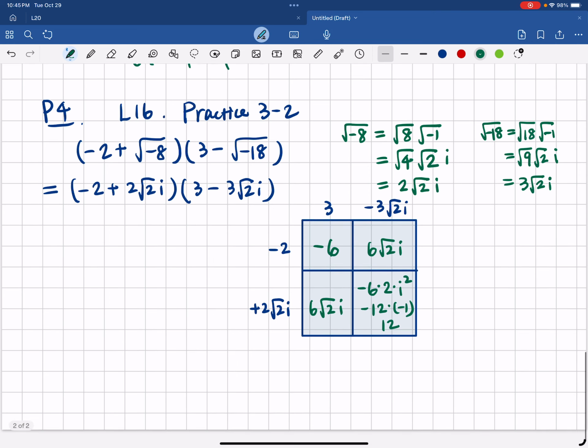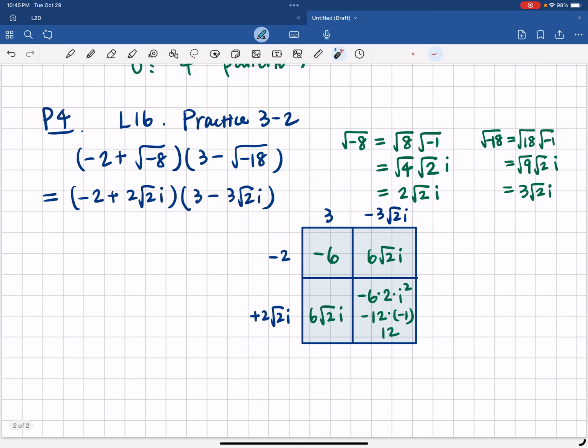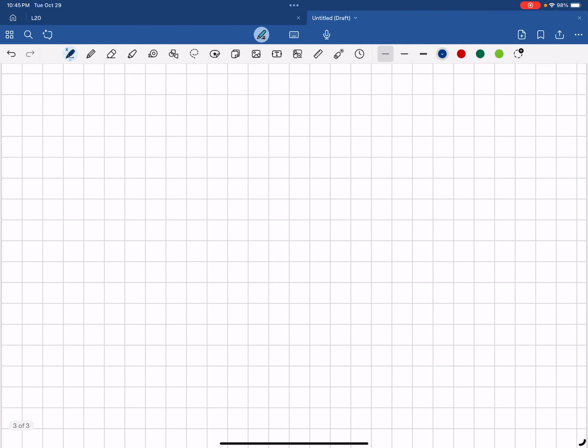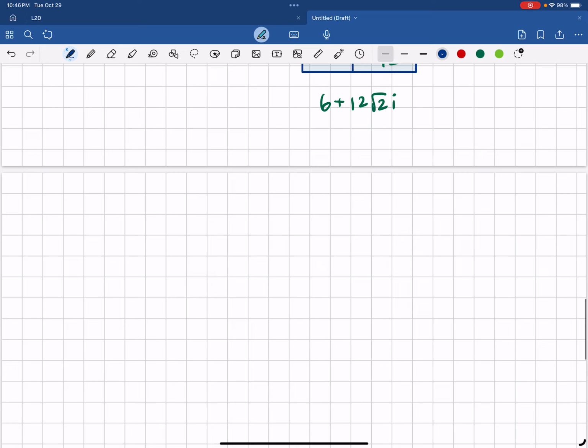All right. And now we're going to add these 4 numbers. It's the diagonals, right? Diagonals will be the same type of number. So if you add those two, I will get positive 6. And then you add these two. These two will give you positive 12 square root of 2i. And that will be the final answer that we put right here. Okay, so that's problem number 4. Let's add a page. We're going to move on to problem number 5.